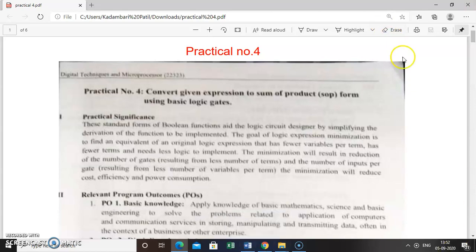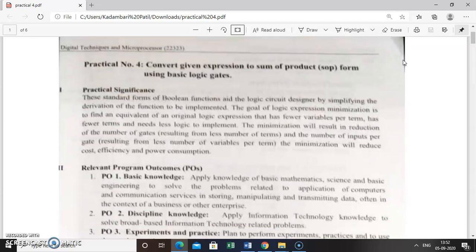As we saw in the lecture in the theory part, this is how the sum of product works. When the sum of product equation is used, you have to add the values. The standard forms are used for Boolean equations for minimizing the equivalent and original logical expression that has fewer variable terms. Fewer terms need less logic to implement. We require fewer components to implement it. So that's why we are using the sum of product.